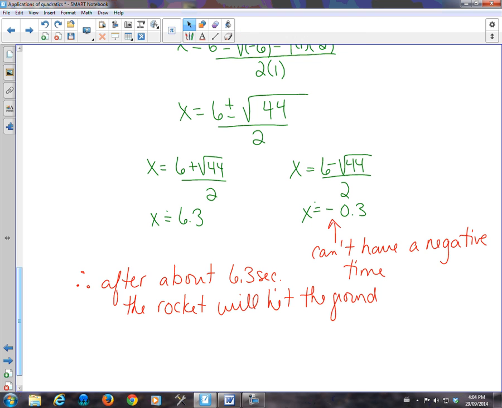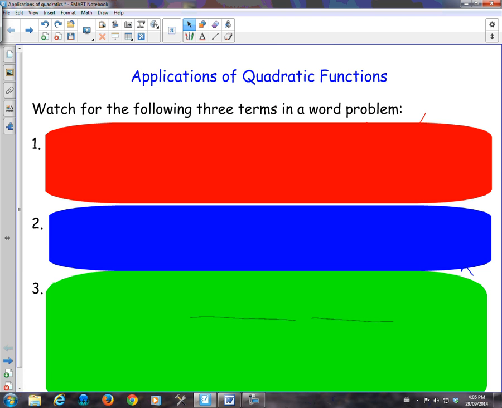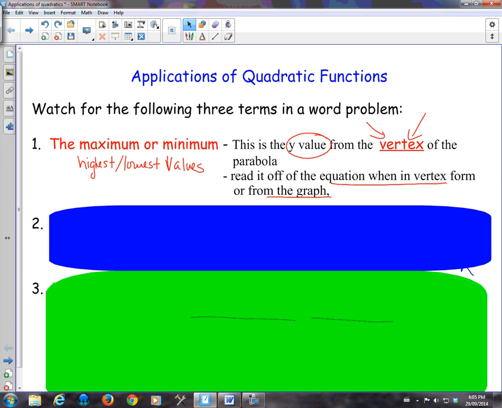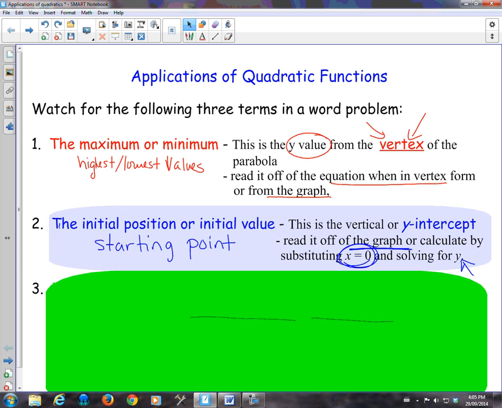So I can't show you every possible thing you're going to see in a word problem. You have a handout, a whole page of word problems to do. What do you need to remember when you tackle those word problems? Is it a maximum or minimum? If it is, look for the vertex. That's the y number of the vertex. Is it an initial position or initial value or starting point?